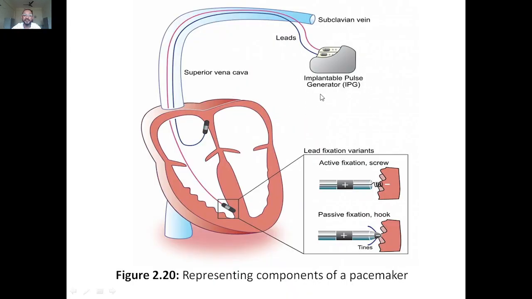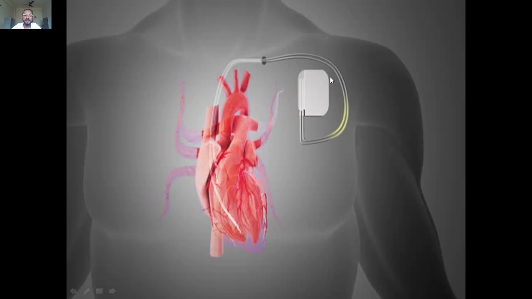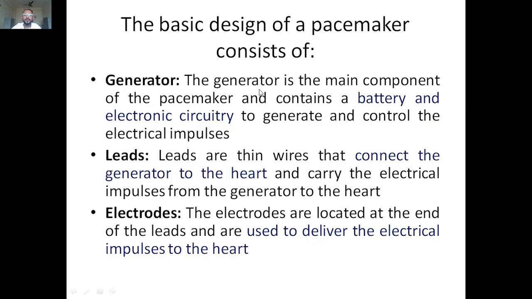This particular generator, the implanted pulse generator, should contain a battery and electronic circuit. Why? Because you have to create the electric impulse. So it should have a battery, which can give the energy to it, and electronic circuitry should be there, so that the electrical impulse can be generated and controlled.